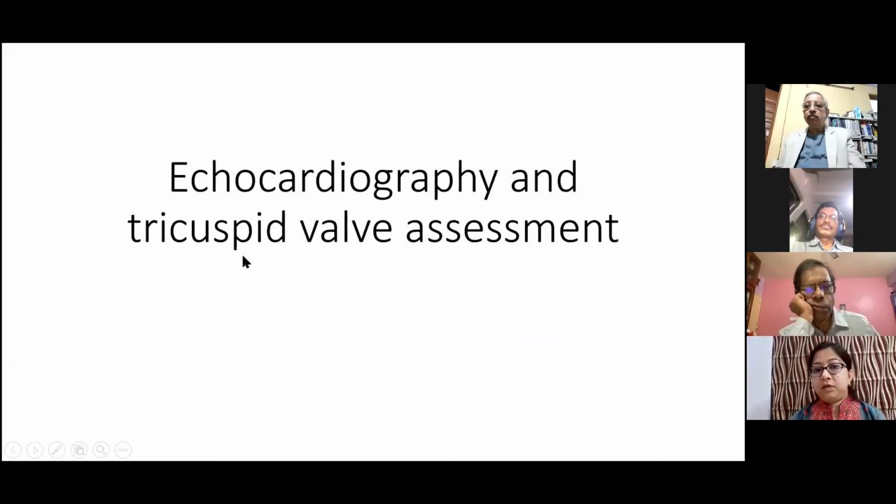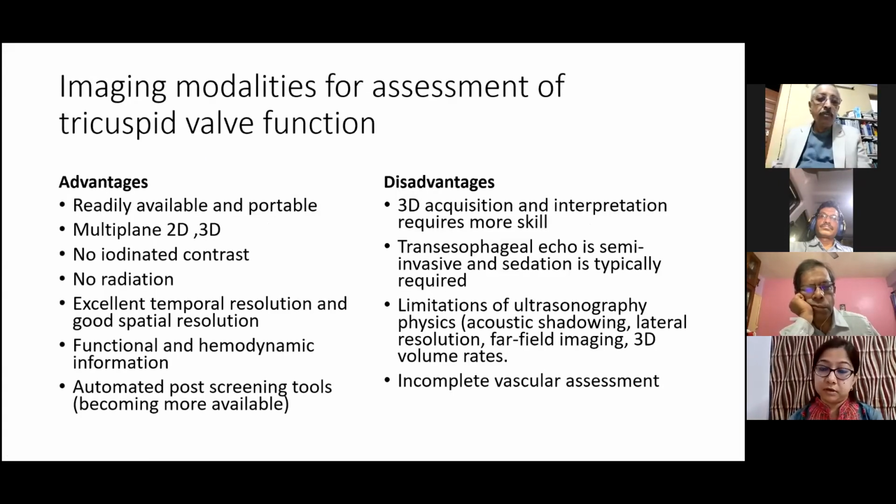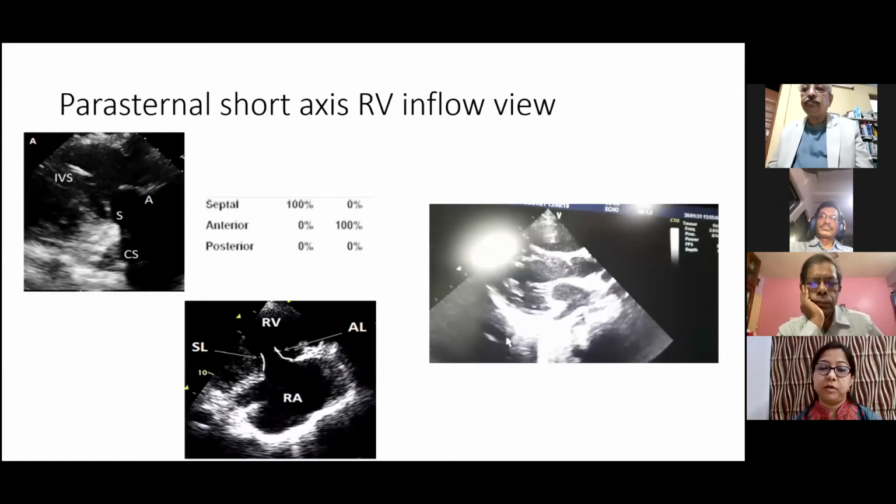In echocardiography, the tricuspid valve is very difficult to assess by 2D, as it's a three-dimensional, non-planar structure. In earlier days, the tricuspid valve was assessed with 2D using special views, mostly the parasternal short axis RV inflow view. From the parasternal long axis, if we tilt slightly anterior when the coronary sinus is visualized, we get to see the septal leaflet of the tricuspid valve and the anterior leaflet. It is visualized in 100% of cases.